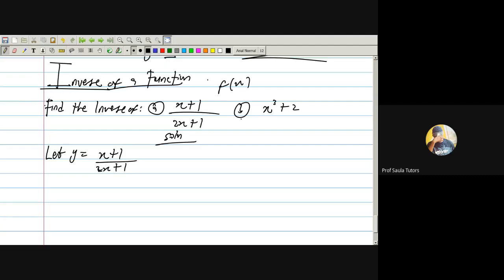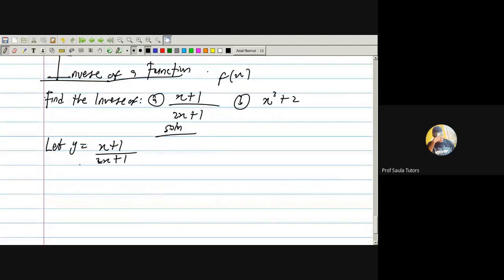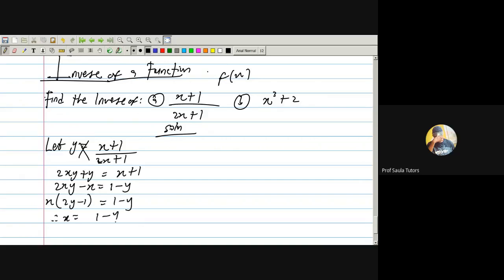Now, what's the next thing after that? Make x the subject of the formula. Cross multiply. So we have 2xy + y = x + 1. Make x the subject: 2xy - x = 1 - y. Factorize x out: x(2y - 1) = 1 - y. Therefore, x = (1 - y)/(2y - 1).